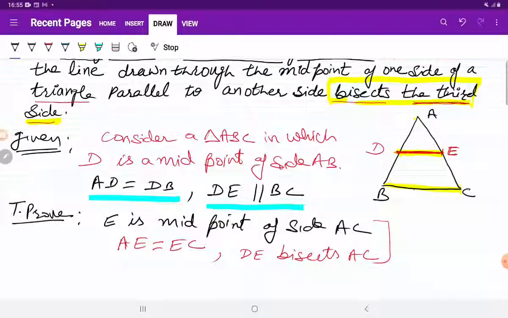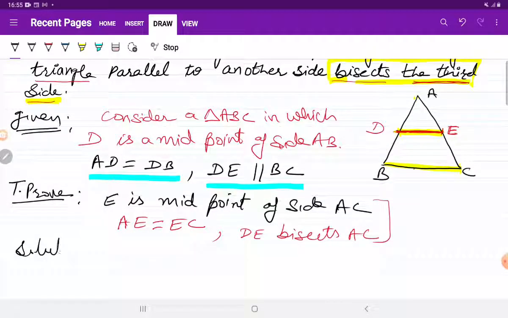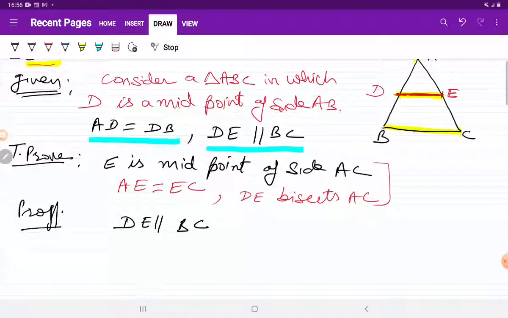Now come to the solution. So we'll start the proof. We'll start it from this: DE is parallel to BC. DE is parallel to BC. We'll start from here. So we know that DE is parallel to side BC. So if two lines are parallel, just remind yourself, bring it to your mind: if lines are parallel, then which theorem can you use? So we can use the basic proportionality theorem.